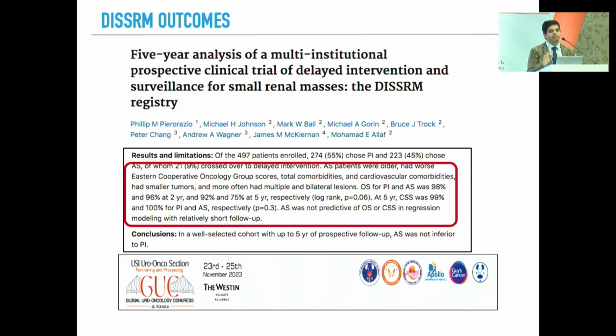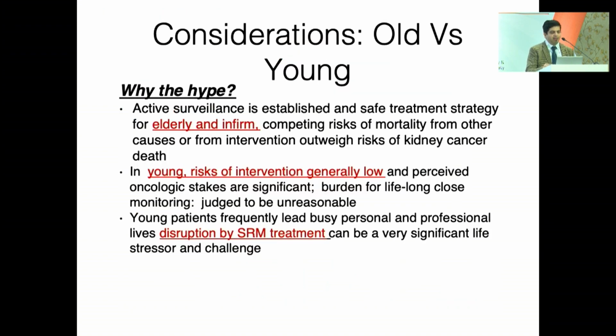But when the cancer-specific survival was calculated, it was 99 and 100% for the primary intervention and active surveillance. And they concluded that in a well-selected cohort with up to 5 years of prospective follow-up, active surveillance was not inferior to primary intervention. So why the hype?